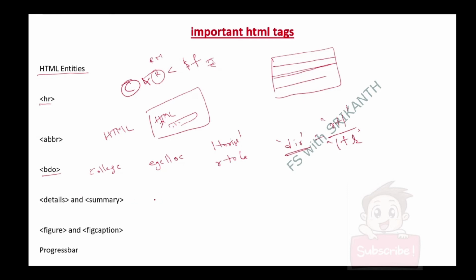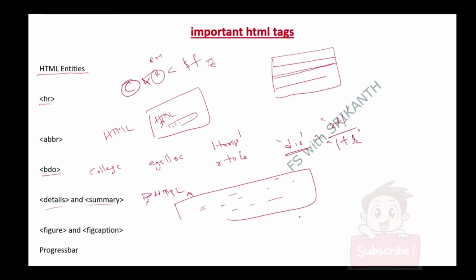Next, details. Suppose you want to expand your code and collapse your code. Suppose you have some HTML content, introduction to HTML, and there is a click symbol here. When you click this, automatically it describes some particular lines, and when you click again, automatically it will collapse. Expansion and collapse are done with the help of these details and summary tags, and figure and figcaption.